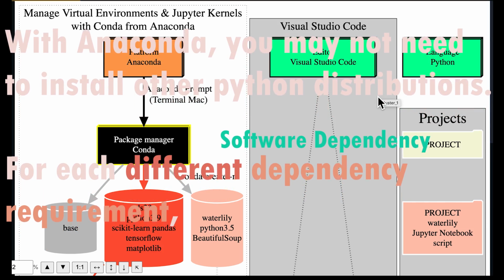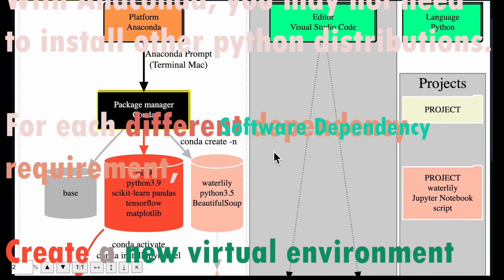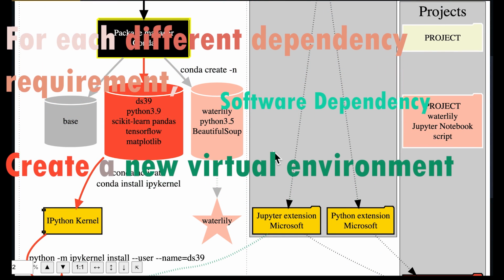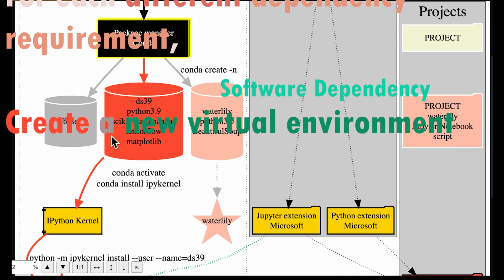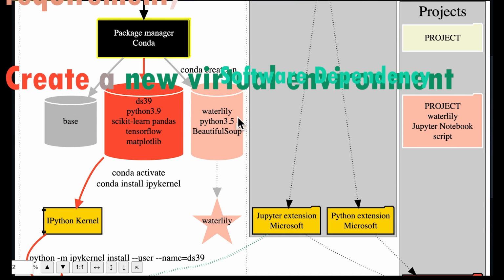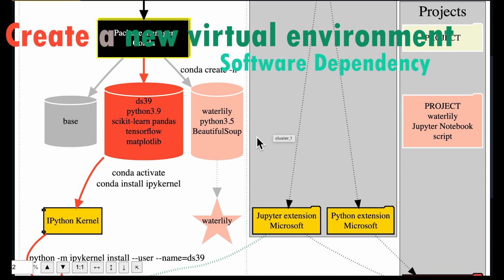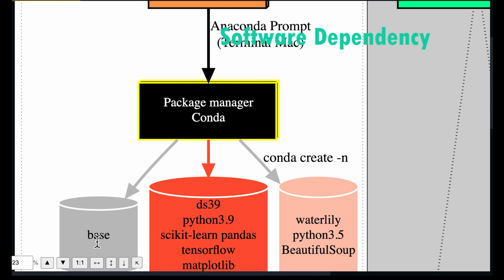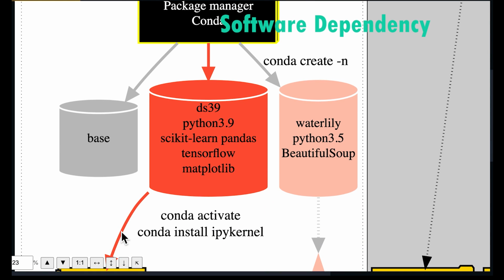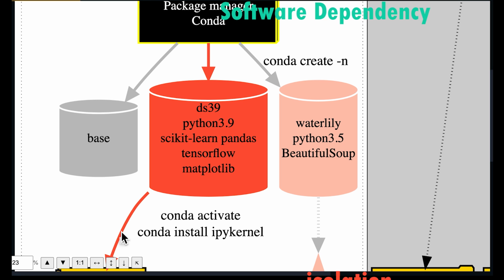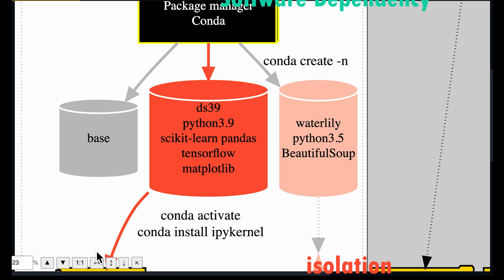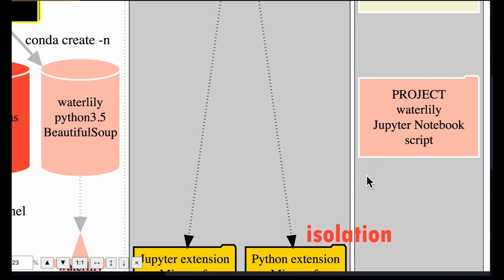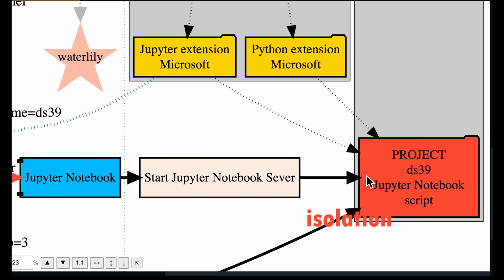If a project requires a different dependency with a specific Python distribution and packages, we can always create a new virtual environment. A virtual environment is a tool that separates the dependencies of different projects. This is the most popular tool used by most Python developers. Each project is an isolated environment. These are simply directories, so unlimited virtual environments can be created.